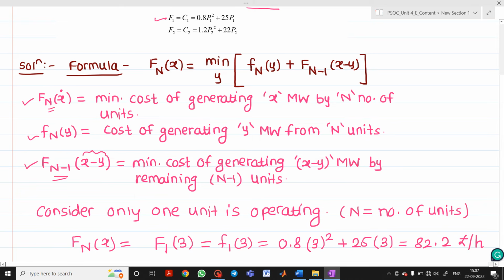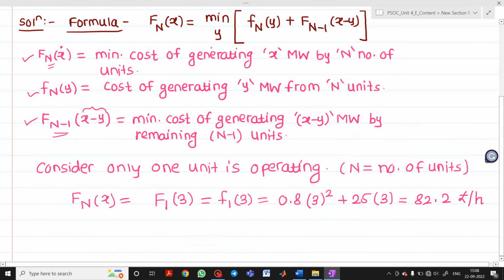So what did we do here? We considered only one unit which is operating, and here we have found the value for this. Now here we have to use this formula, whatever we have written. I will mark this formula as, let's say, equation number A. So we have to use this. Now what do we have to do?